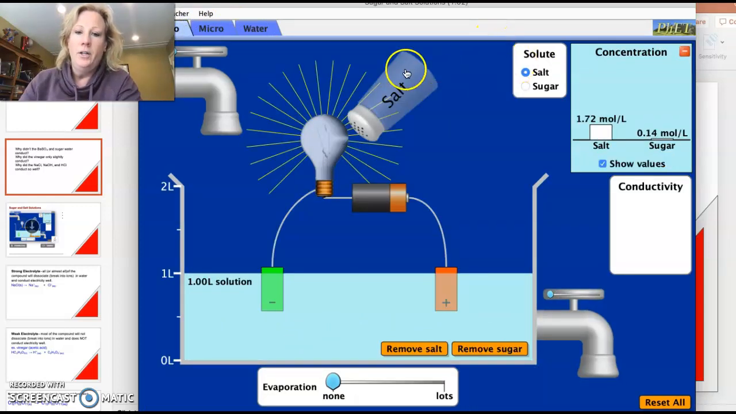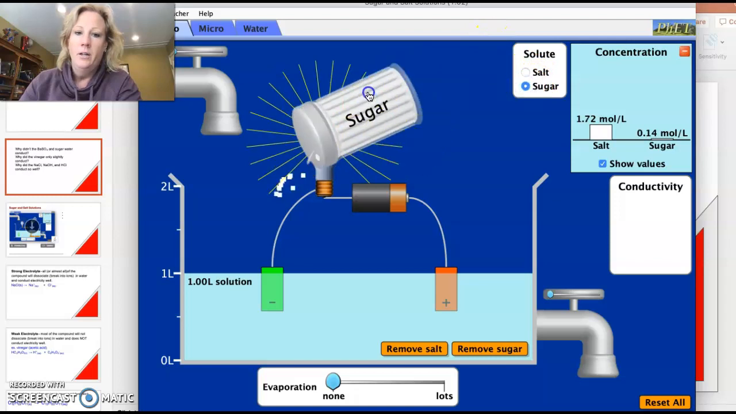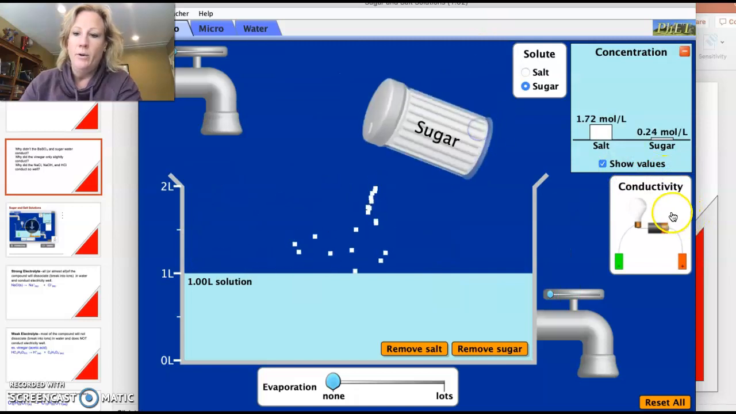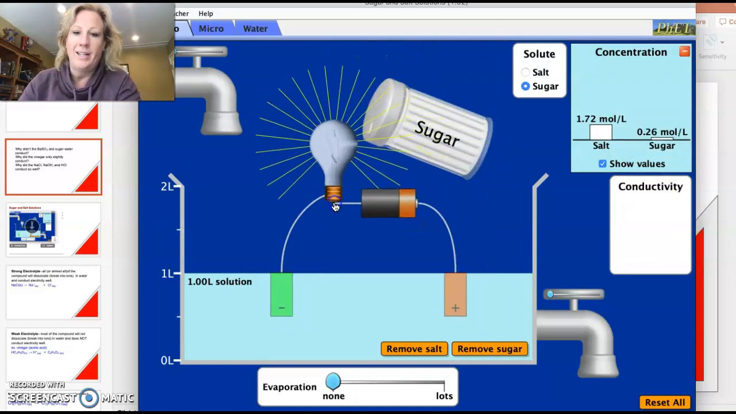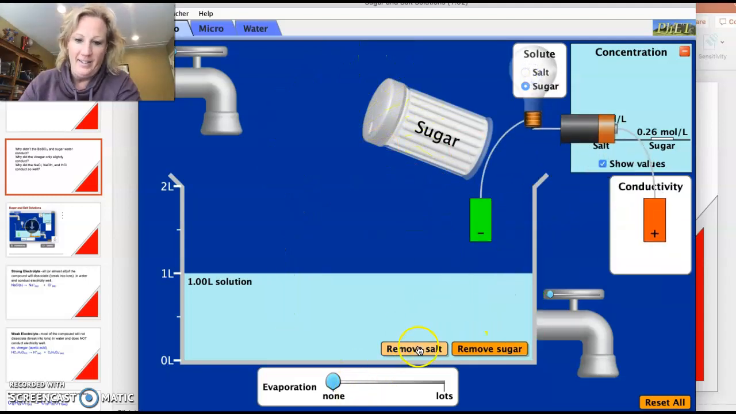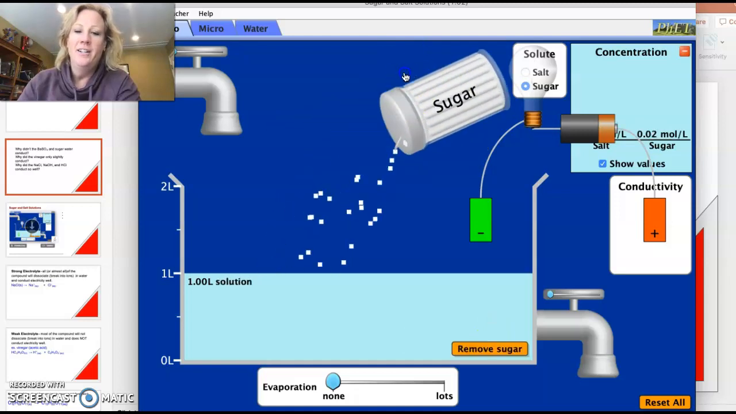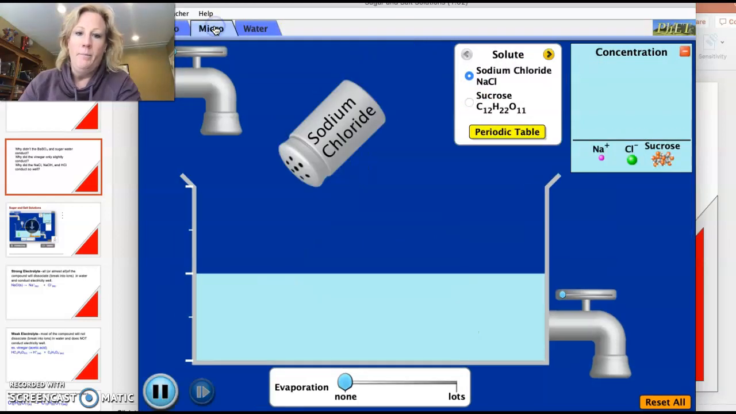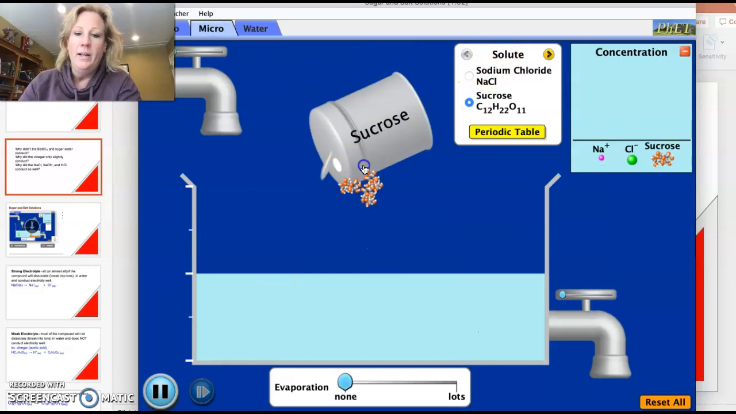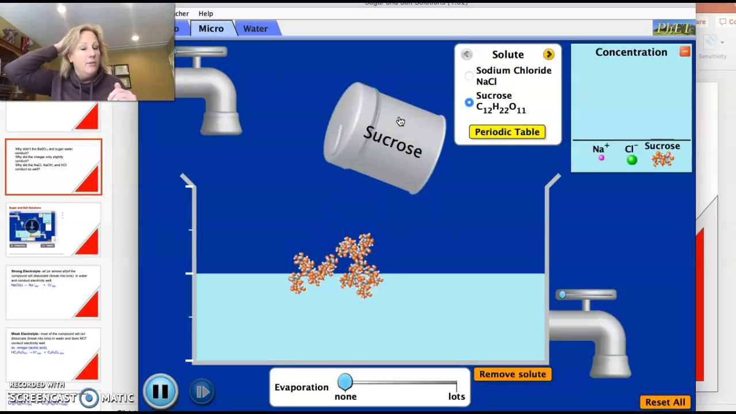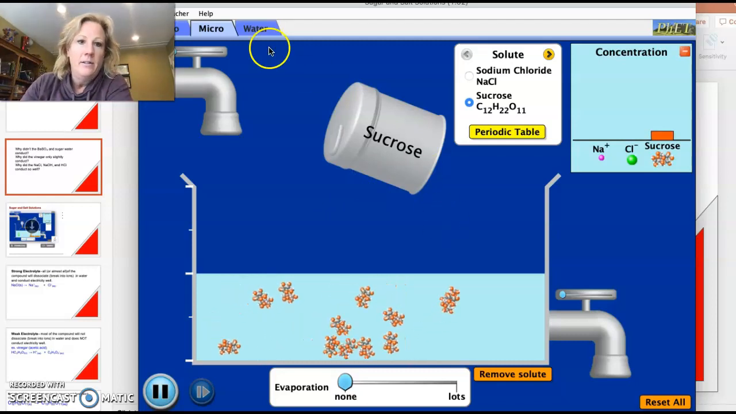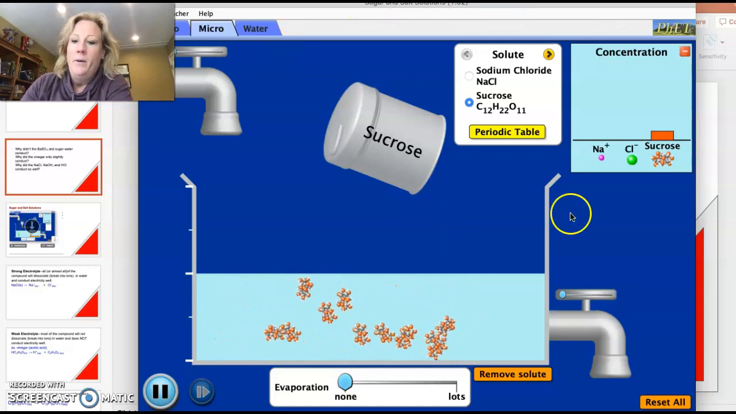So then I can show you the sugar. So the sugar, and then I bring over my meter. Uh-oh, it shouldn't be doing that. I think it's because I didn't reset. Oh, I have the salt on there still. Okay, let me do it again. Sugar in the water, conductivity, no. And then if we look at a microscopic level, the reason why is because when I add these sugars, they're not breaking into ions. So I'm not getting any positive and negative ions. So let me put that away.